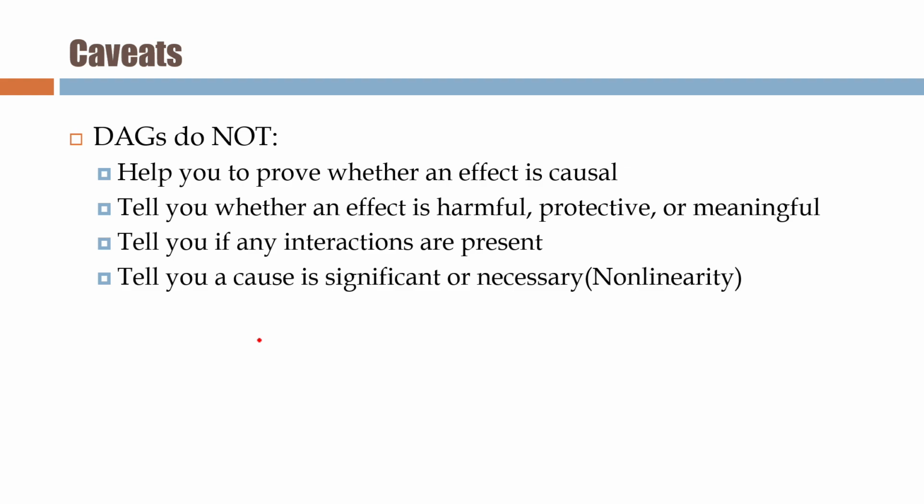And a DAG does not tell you whether the effect is harmful or protective or meaningful or not. It doesn't give you anything. It doesn't tell you whether an interaction is present or not. Again, a DAG doesn't give you anything. It doesn't tell you whether a cause is significant or not. The DAG is just a tool when you build up your causal model.